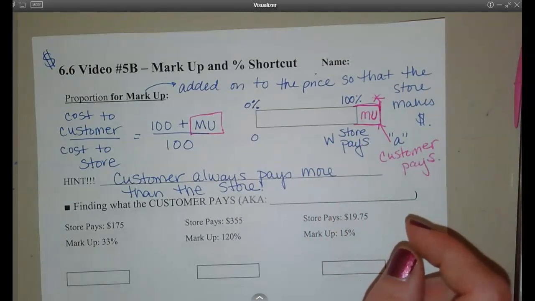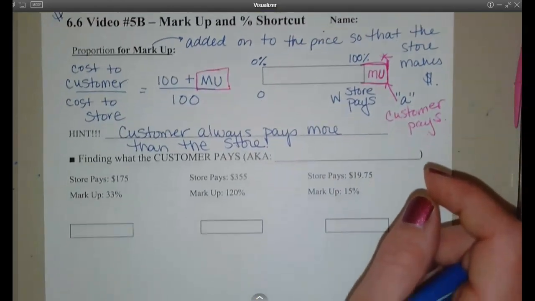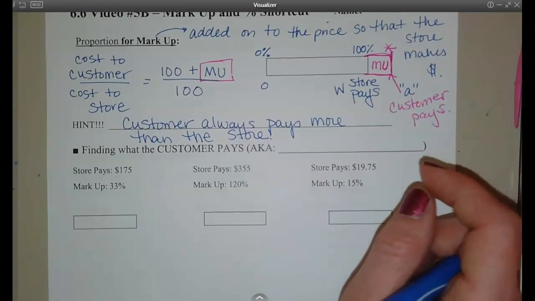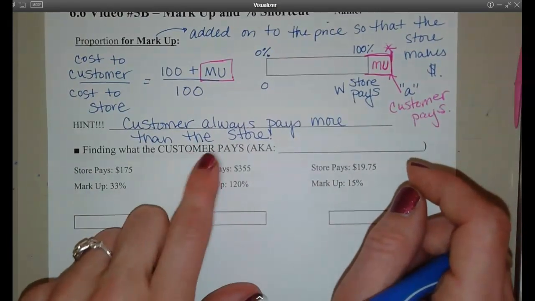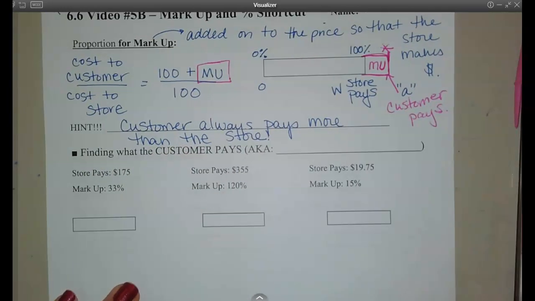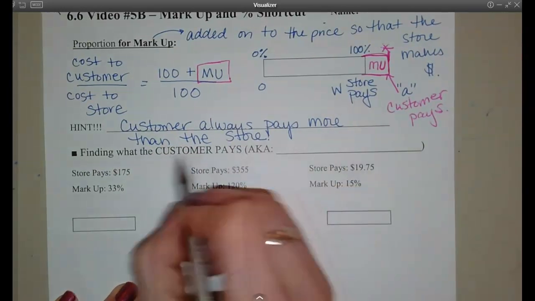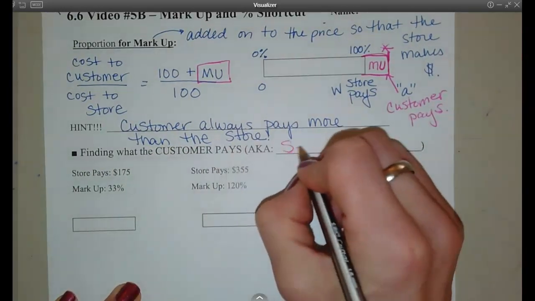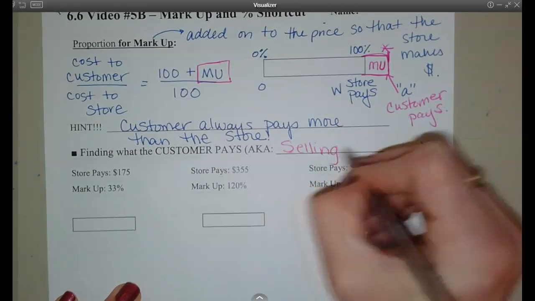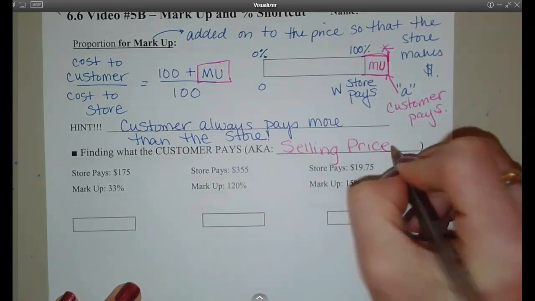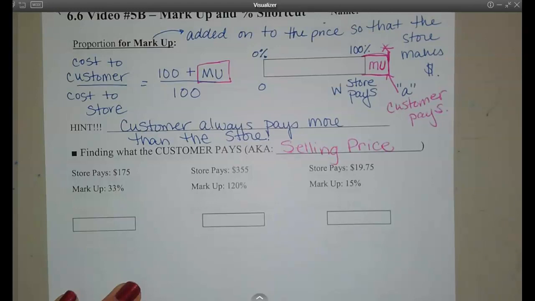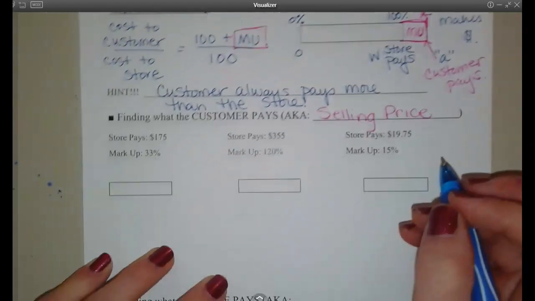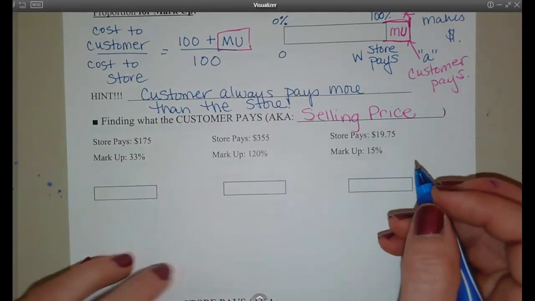So there are 3 kinds of questions that we're going to go through. The first type of question is finding what the customer pays. So we're going to say that's the cost to the customer, or selling price. You might see selling price, or like what does the price tag actually say when you go to buy it, okay? So a couple examples.